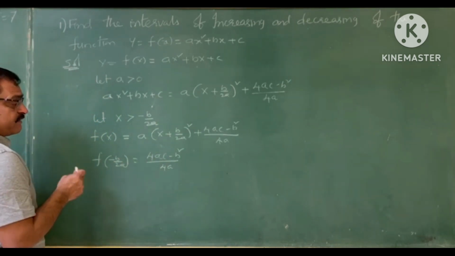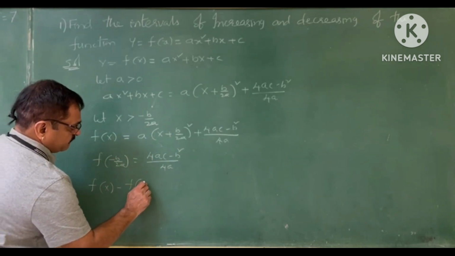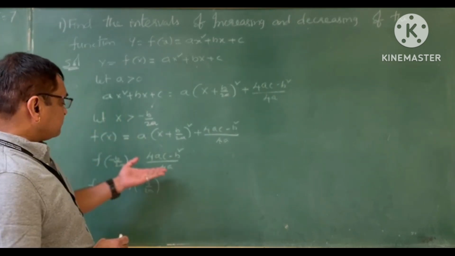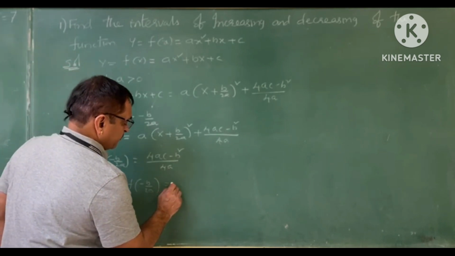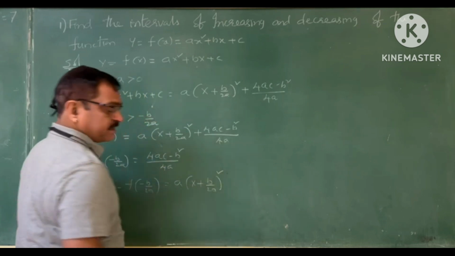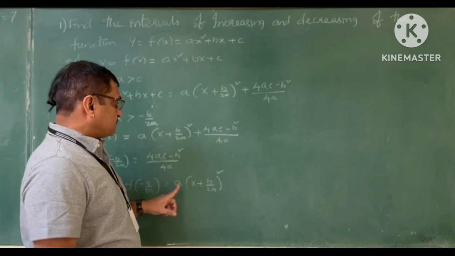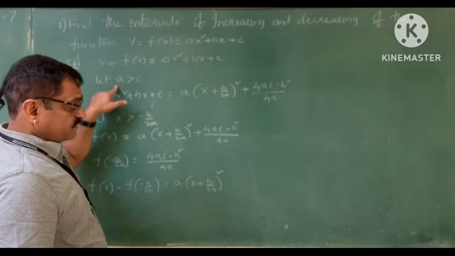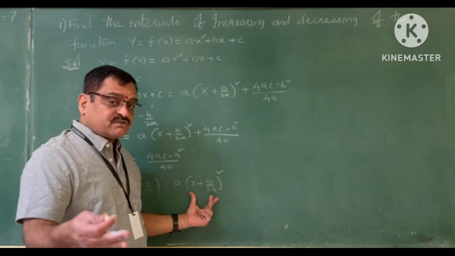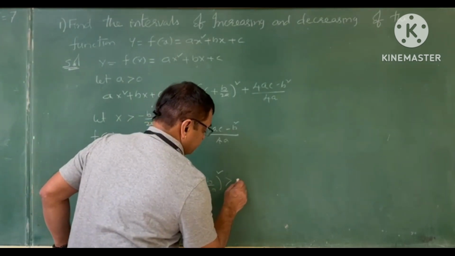Now I'll go for f of x2 minus f of x1, that is f of x minus f of minus b by 2a. If you subtract this from this, you have only a times (x plus b by 2a) whole square. It's positive. Why is this quantity positive? Because we assume that a is positive and this is a square of a real number. Square of a real number is always positive. Therefore, positive into positive is positive, so greater than 0.